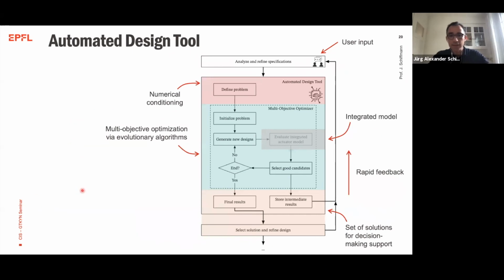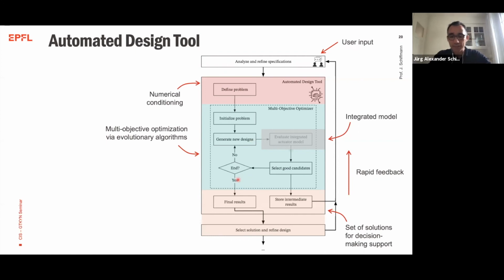And then he has implemented this into a web-based tool, where the problem is conditioned numerically. This whole problem is then fed into this integrated actuator model together with a multi-objective optimization using evolutionary algorithms. He has worked on constraint handling methodologies, if you're interested in this, to speed up the convergence of these optimization processes.